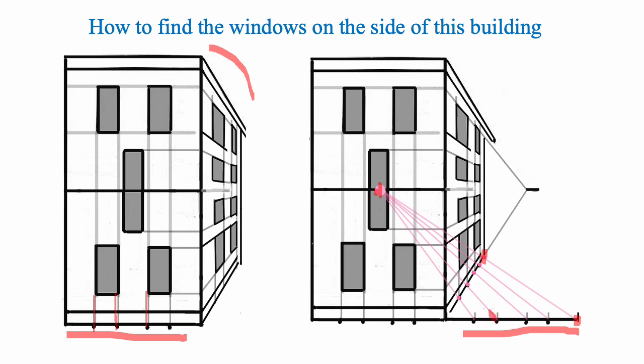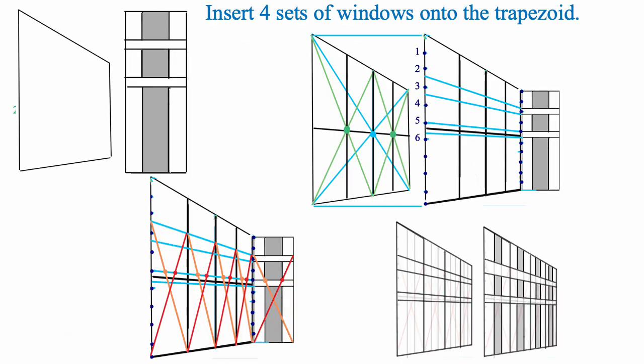Then we can draw a line to that vanishing point, and when it passes by this line converging toward the center of vision, we go vertically up, and that's one side of the windows. This is a more difficult problem.